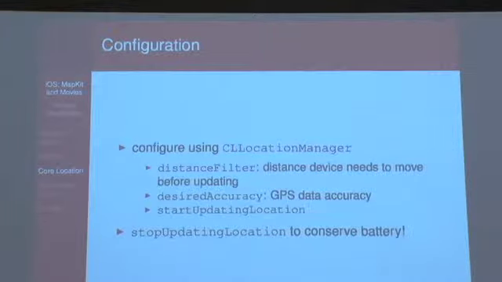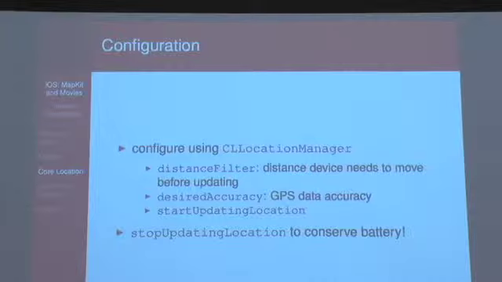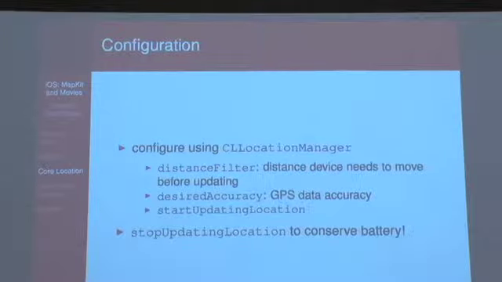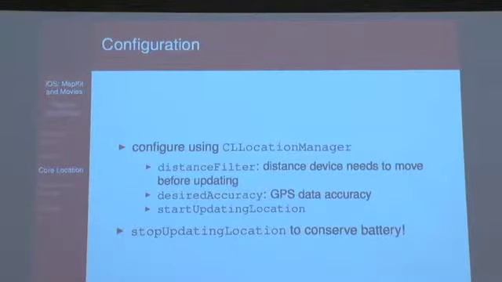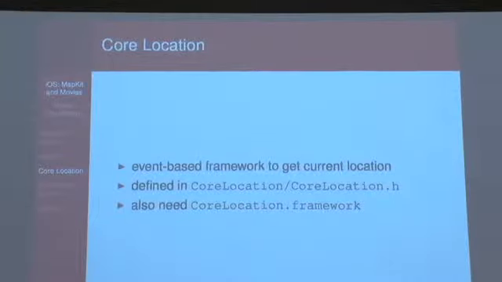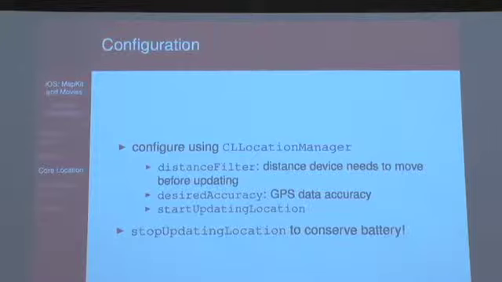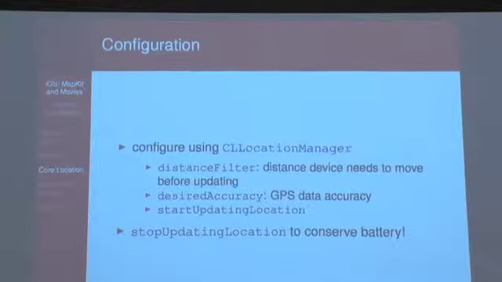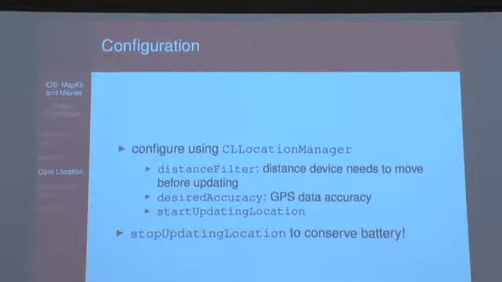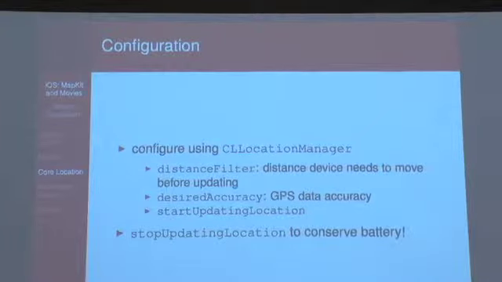So some of these properties include the distance filter, or basically how far the device needs to move before the location is updated. I mentioned here that this framework is event-based. So what I'm not going to do is ask the device, what is my location right now? Because that would start to get inefficient on battery, potentially, if I kept asking the user what their location was.